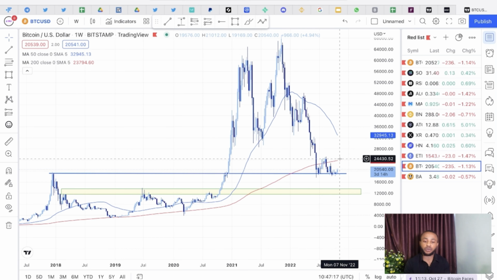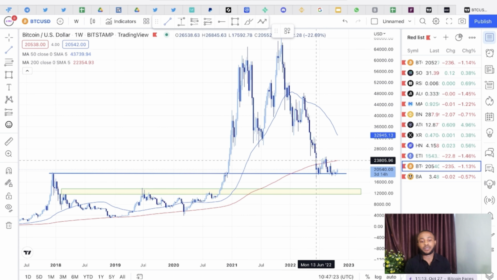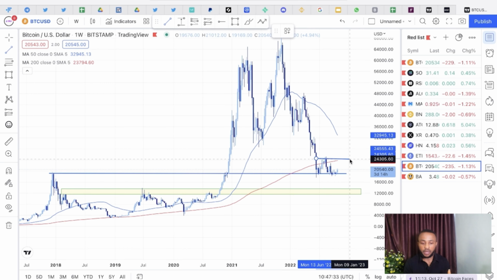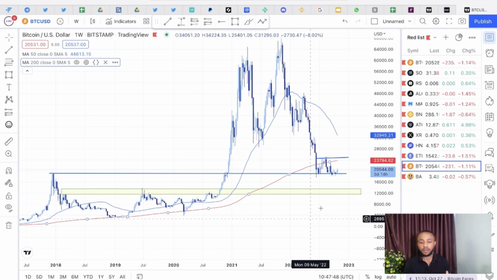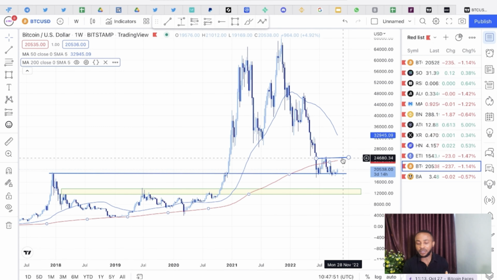of this 24,000, which also sits with this resistance here. Something about technical analysis is just a matter of support and resistance zones. So I'll be looking for a break above this resistance zone, somewhere around 24,000 or thereabouts, which is also an area of confluence with the 200 weekly moving average. If price can break above this 24,000, then I'll start having a more bullish bias.